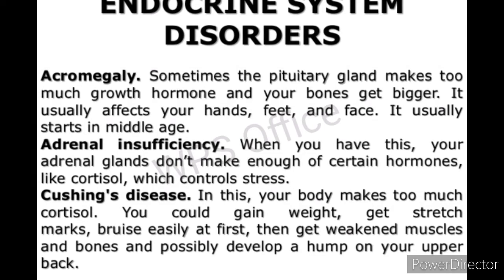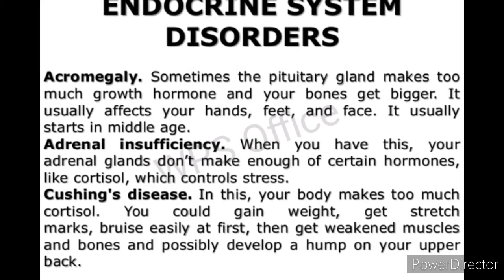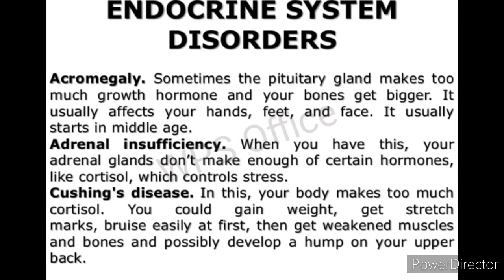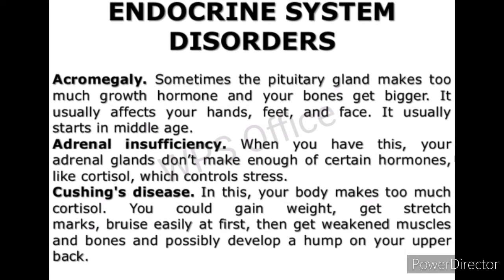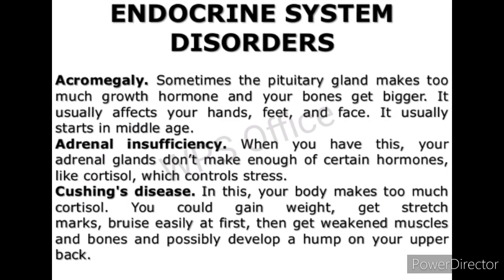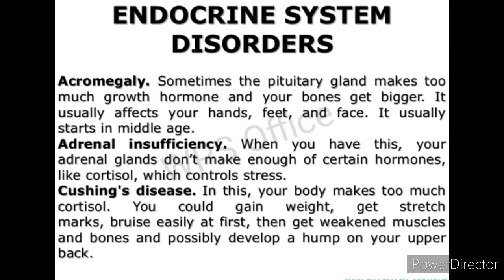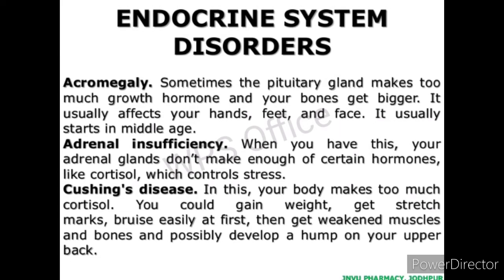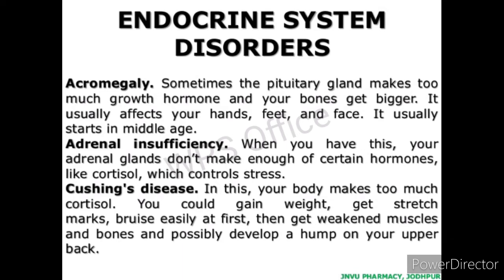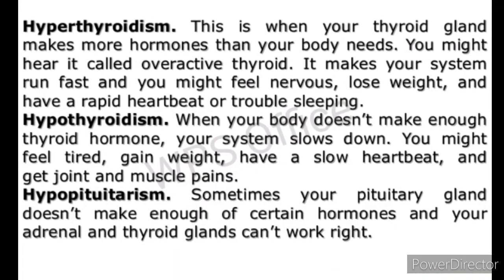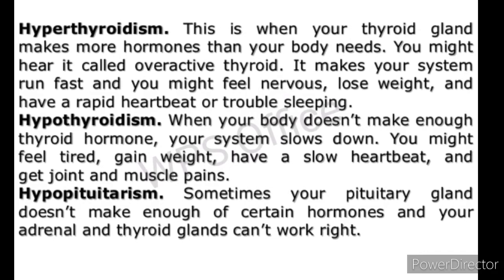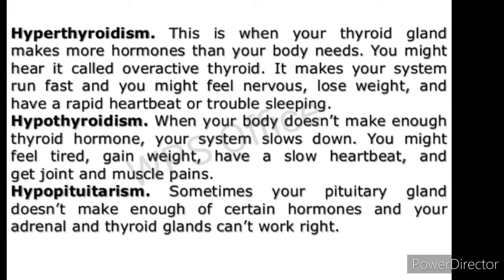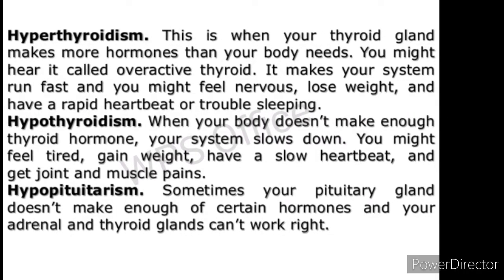So for the endocrine system disorders, some of them I may point out: acromegaly, when the pituitary gland makes too much growth hormone and the bones get bigger. It usually affects the hands, feet, and face. It usually starts at middle age. Then adrenal insufficiency, Cushing's disease. Cushing's disease occurs when the body makes too much cortisol. Then hyperthyroidism, when the thyroid gland produces too many hormones. Then hypothyroidism, when the body doesn't make enough thyroid hormones. Then hypopituitarism, when the pituitary gland doesn't make enough of certain hormones.